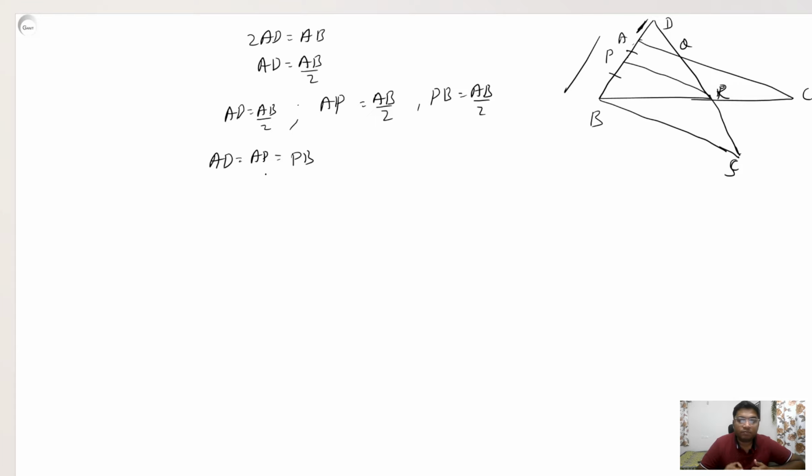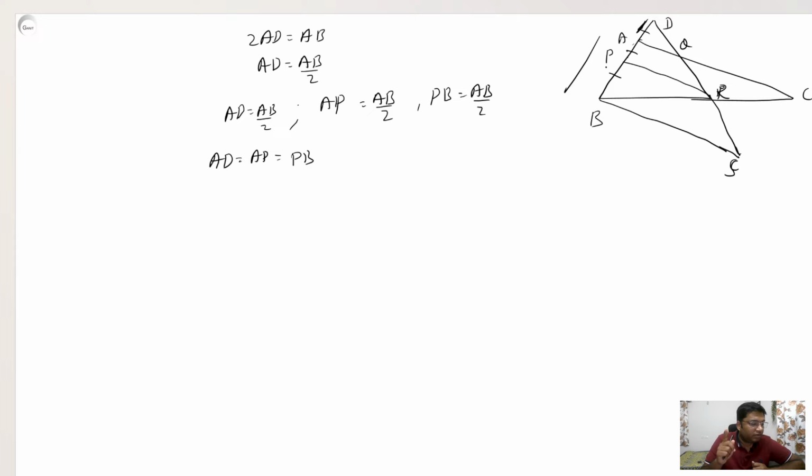That means we are possibly looking at a midpoint theorem situation too. So in a way, I just equated the three parts that they were saying are all equal to half of AB. AD was half of AB, AP was half of AB, and PB was half of AB. So all three are equal.